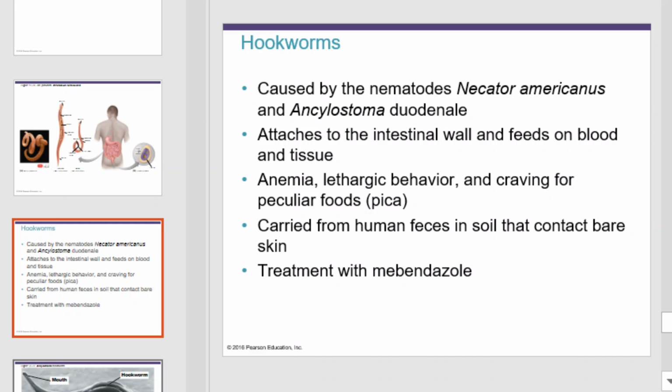Hookworms. Hookworm infections are caused by the nematodes Necator americanus and Ancylostoma duodenale. It attaches to the intestinal wall and feeds on blood and tissue. It can cause anemia, lethargy, and a craving for particular foods. It's carried from human feces in the soil that contact bare skin and is treated with mebendazole.